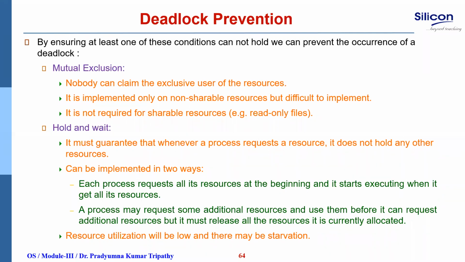The resources which are non-shareable cannot go for sharing. Therefore, we cannot convert all non-shareable resources to shareable resources. What is the rule for preventing the mutual exclusion? Convert all non-shareable resources to shareable resources. But what is the problem? The problem is that all non-shareable resources cannot be converted to shareable. Example is printer.